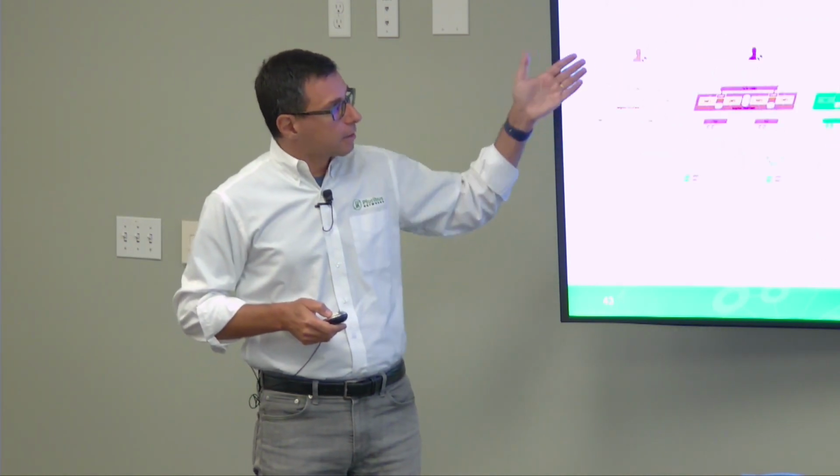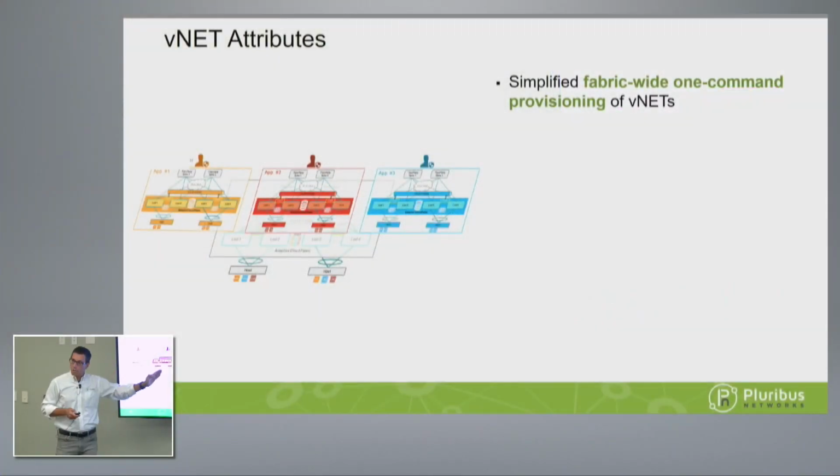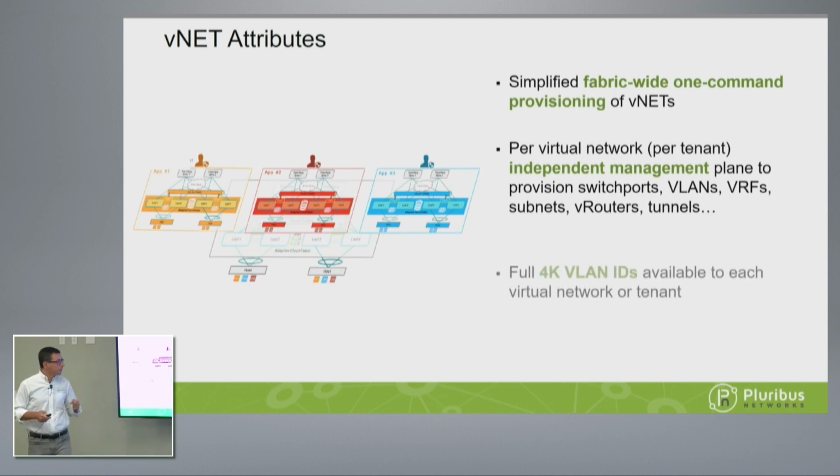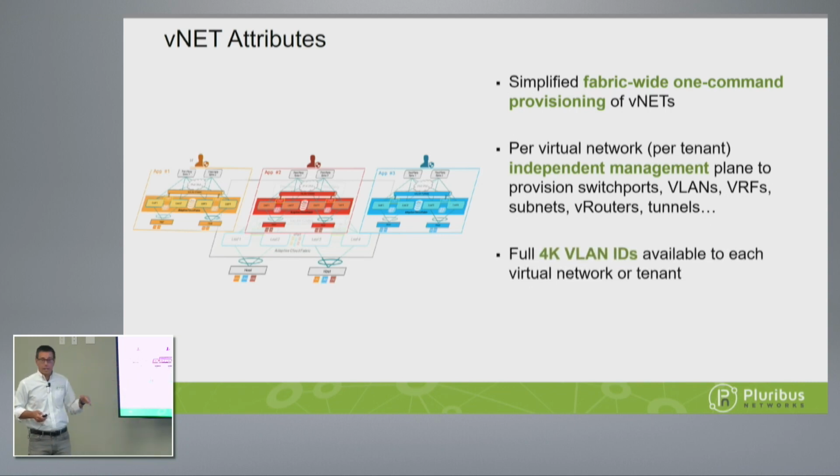Attributes of the VLAN, again, with one command, you provision a VLAN across n switches. You don't have to go into every switch and allocate the resources separately. You can do it with one command from any switch. Independent management, right? So every tenant can provision its own resources, the VLANs, the tunnels, the vRouters, etc. You have the full 4K VLAN ID available, so there's a concept of VLAN reuse. Coca-Cola tenant can have VLAN 1000 to 2000, and same for Pepsi, which lives in an adjacent tenant, blue for example.